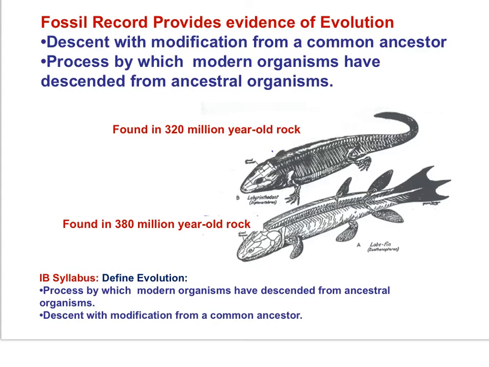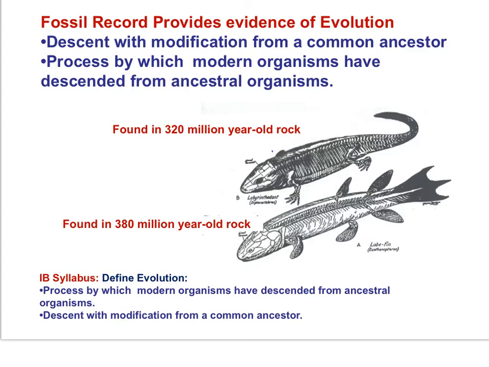The similarity in form suggests a common ancestor, and the functional differences in the limbs of these two organisms suggest descent with modification. Sequences in the fossil record of species, such as this, provide evidence of descent with modification from a common ancestor. The fossil record, as can be seen here, provides evidence of evolution, the process by which modern organisms have descended from ancestral organisms.